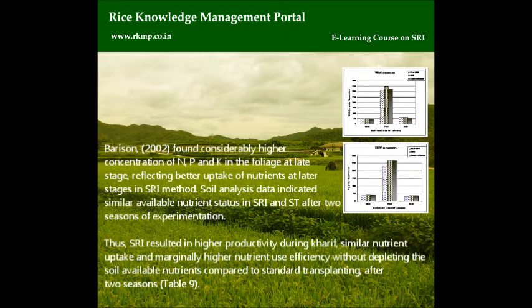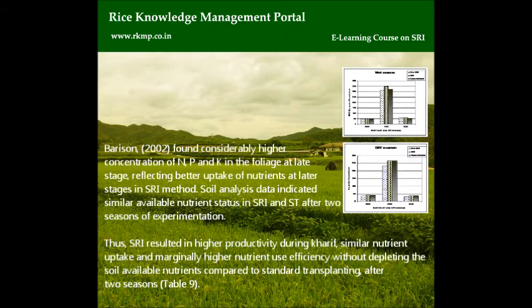Barrison, 2002, found considerably higher concentration of nitrogen, phosphorus, and potassium in the foliage at late stage, reflecting better uptake of nutrients at later stages in the SRI method.